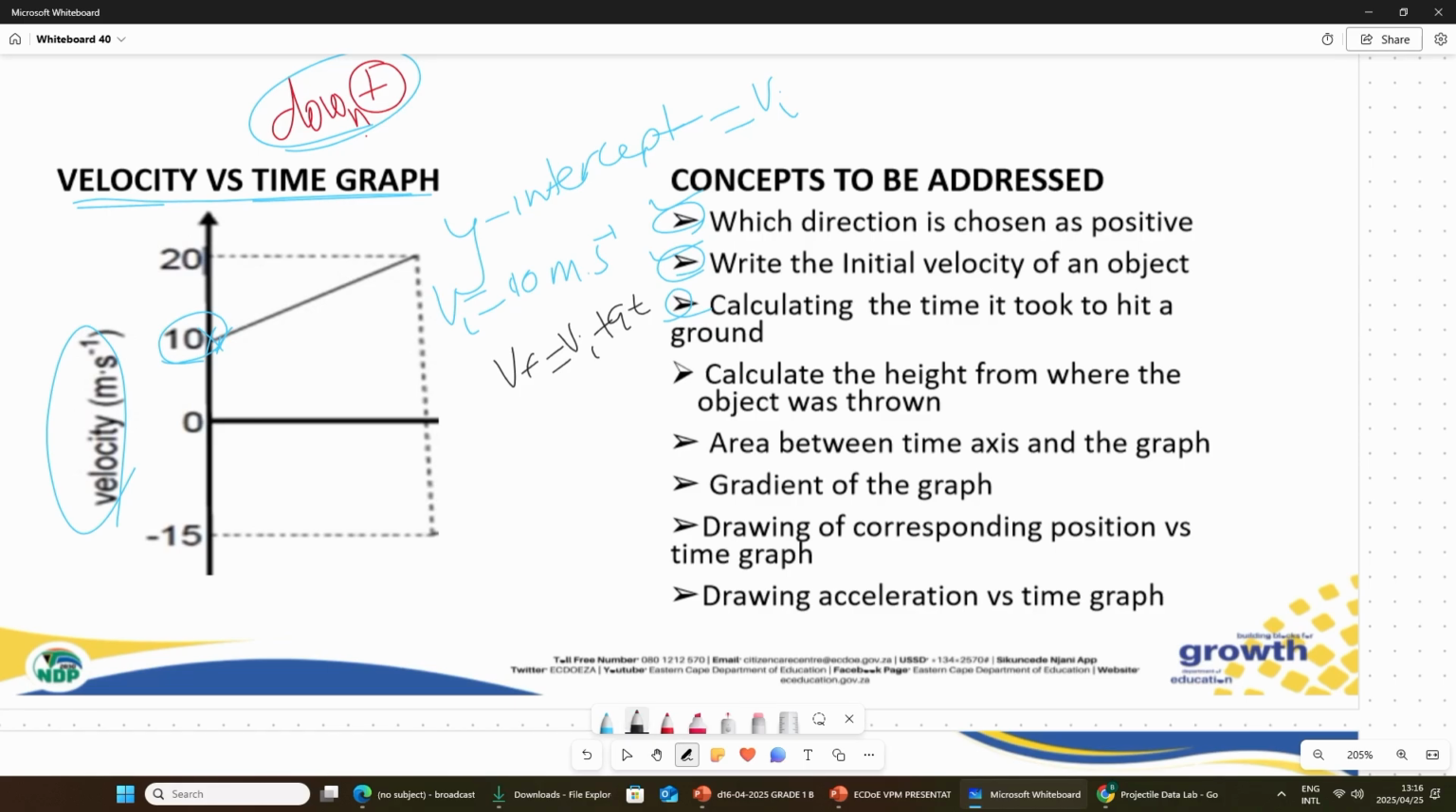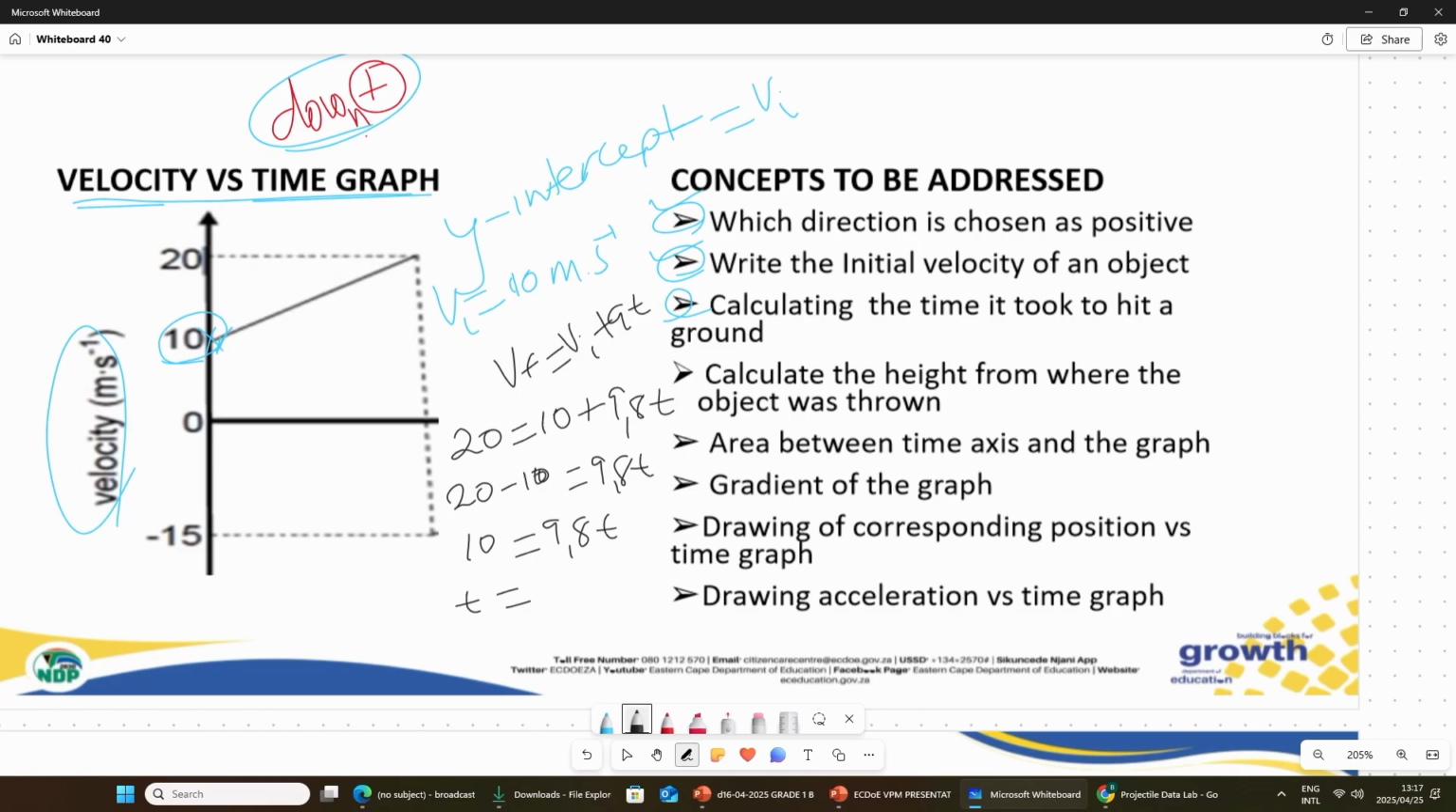So we must know that the final velocity is given as 20, which is equal to our initial velocity, given as 10, plus our acceleration 9.8 t. We want the time. If we transpose the 10 to the other side, you change the sign. So 20 minus 10 is equal to 9.8 t. Then it's going to give us 10, which is equal to 9.8 t. Then we divide both sides by 9.8.